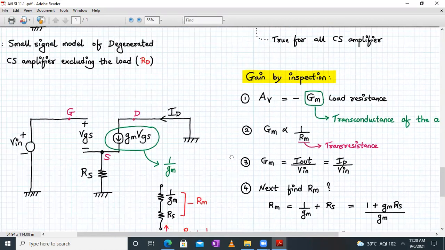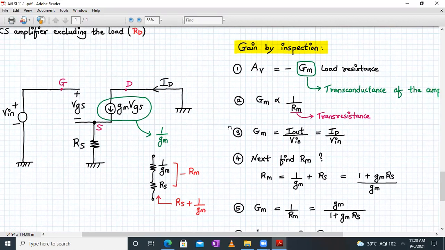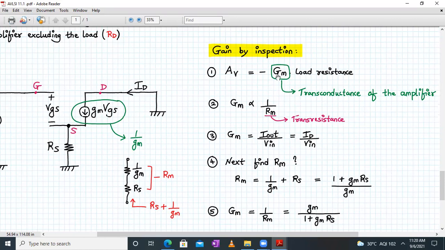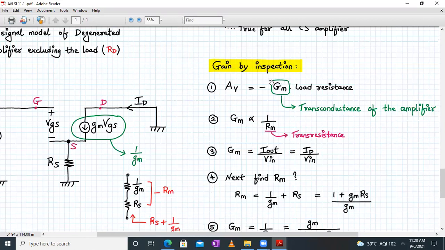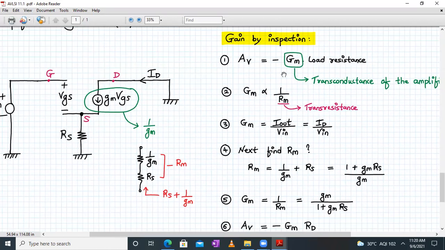Now, how do we calculate the gain by inspection? AV is given by minus capital Gm into the load resistance. What is the difference between here and here? Here we have the transconductance of the device, but this capital Gm is the transconductance of the amplifier. This transconductance is proportional to 1 upon Rm, which is the transresistance. Gm is given by Iout upon Vin. For Iout, we short circuit the output nodes, so we get Iout equal to ID.